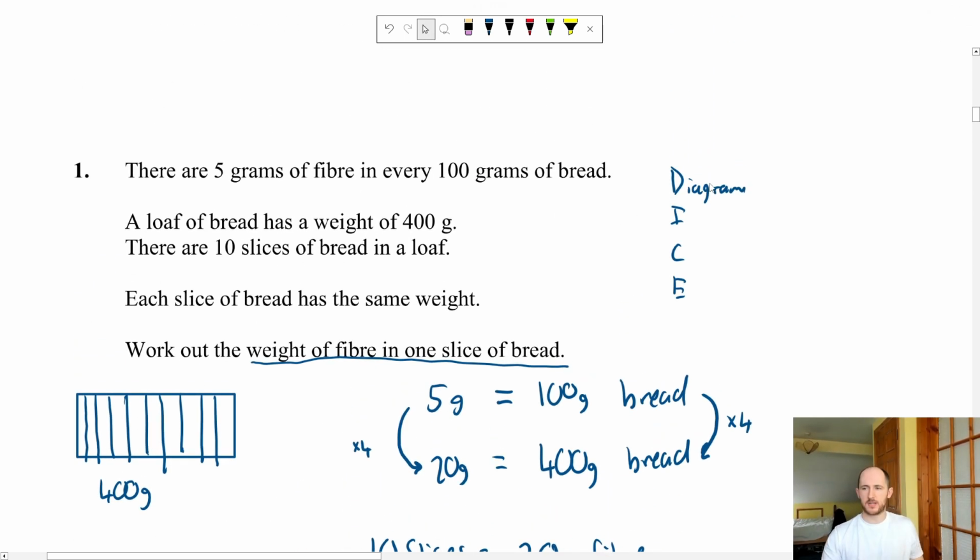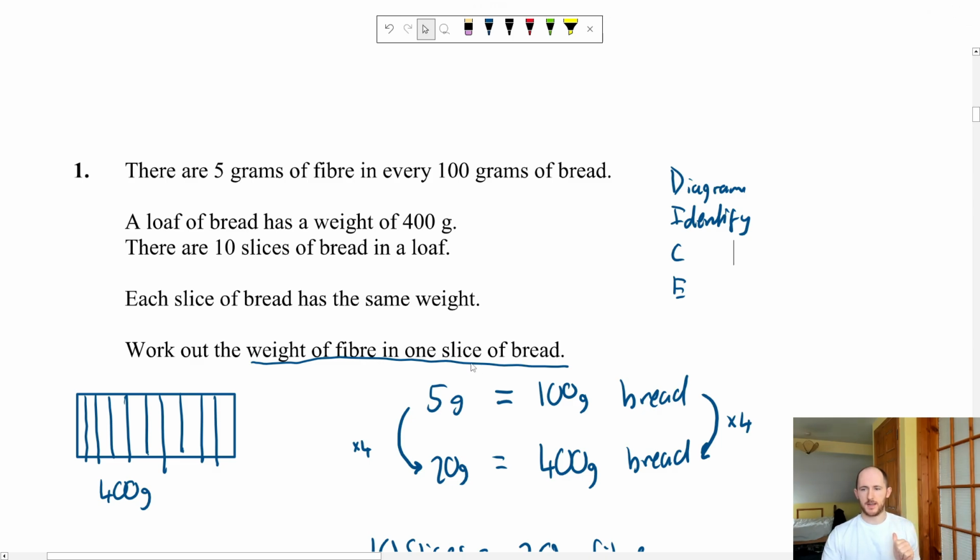So in terms of the dice strategy, the D was for diagram, which is where we drew a very accurate picture of a loaf of bread. The I is identify. So this consists of a few different things. One, what does the question want you to do?